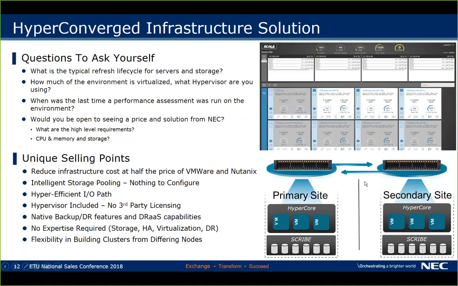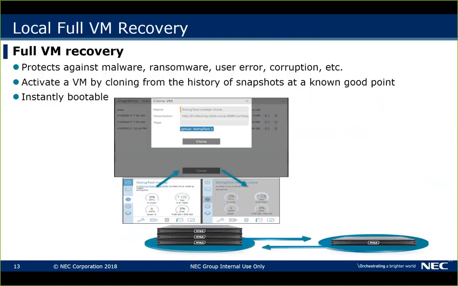So, diving into DR, I know that's a hot topic nowadays. What happens if I lose power? What happens if I have a natural disaster? What happens if my network goes down? Scale and NEC have a solution where we can have a primary site and a secondary site running with your full infrastructure. First thing you can do is local full VM recovery. One of the benefits of this is it protects you against malware, ransomware, user error, corruption of files, stuff like that.